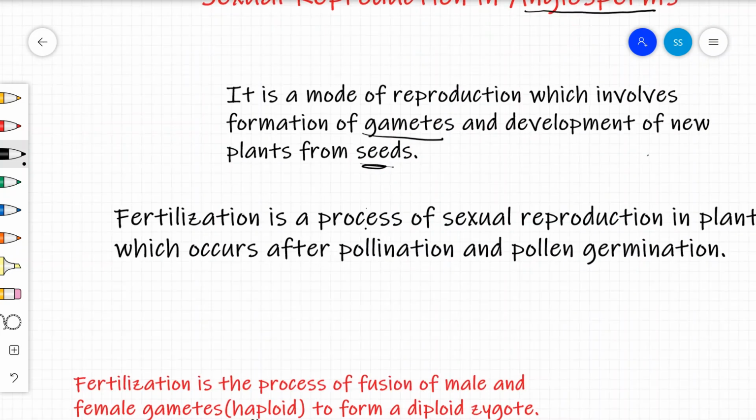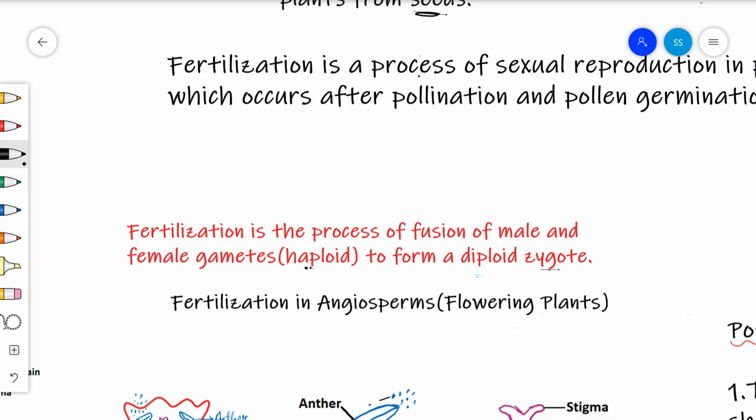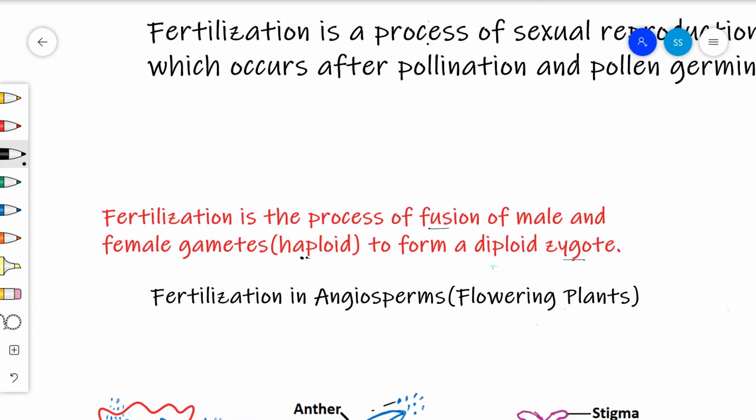Now, what do you mean by the term fertilization? Well, fertilization is the process of fusion of the male and female gametes, which are haploid cells containing half the set of chromosomes, to form a diploid zygote. Diploid means a cell containing a complete set of chromosomes. So, fertilization is the process of fusion of the male and female gametes to form a zygote.